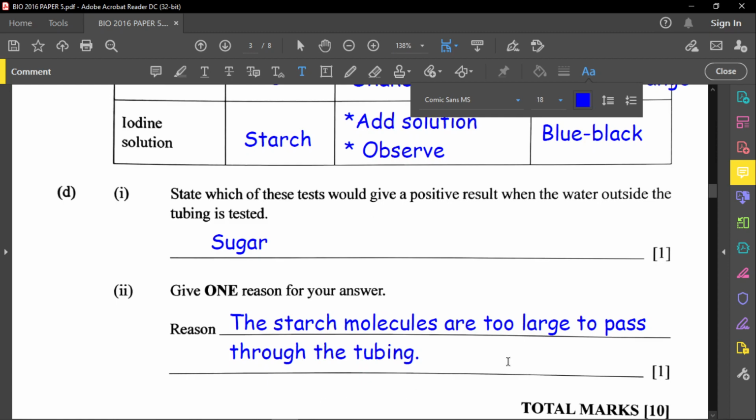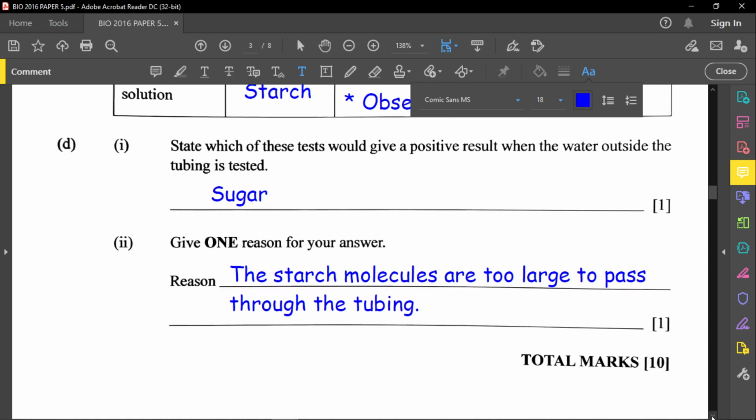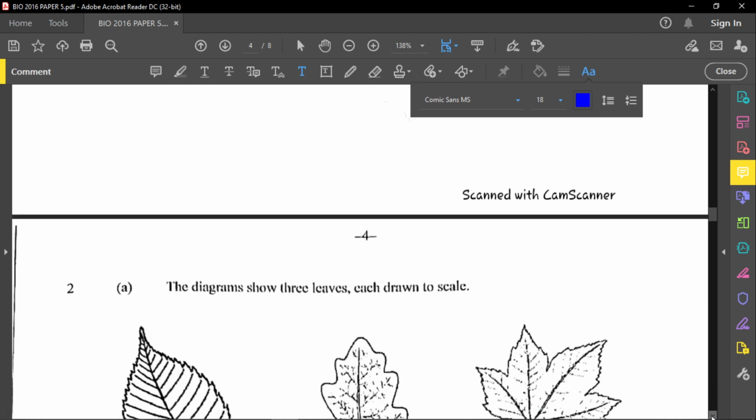All right, and again this also applies to the question asked above in terms of being selectively permeable, and so the tubing is only permeable to sugar but not to starch. Okay. All right, so let's jump to the next question, question number 2.